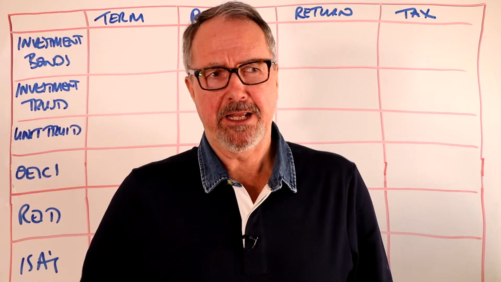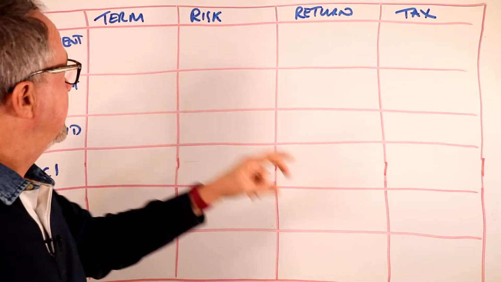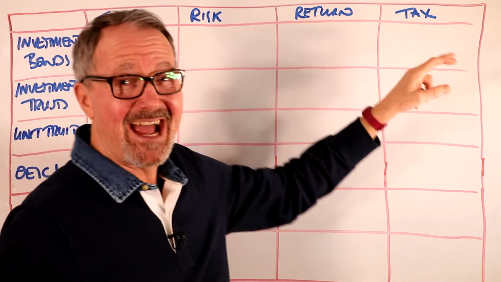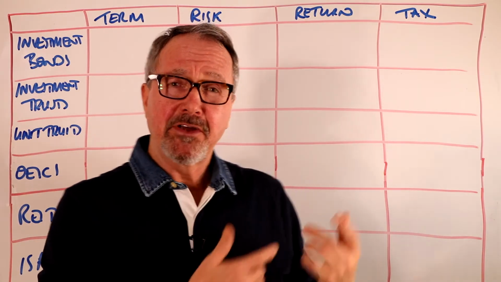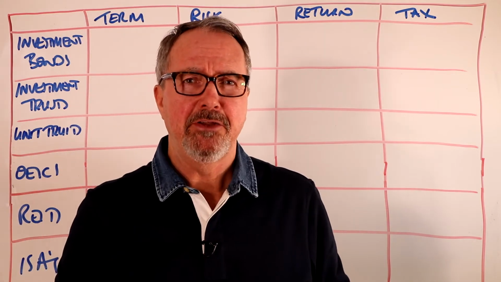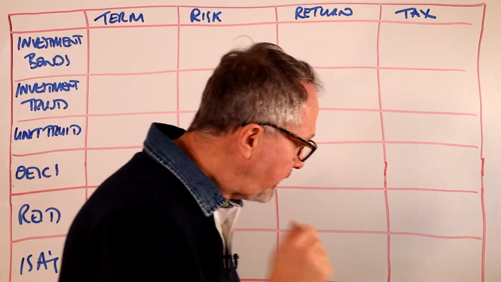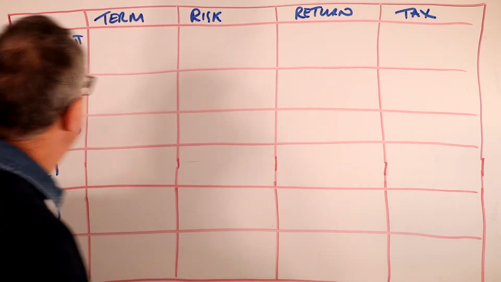And there's 6 really that we need to be aware of. And what I've done is I've given us 4 headings, if you like: term, risk, return and tax for each of these. And what I want to do is just go through these with you and give you an idea. And there's a nice little aide-memoire which you can possibly photograph to give you some ideas about how they work.